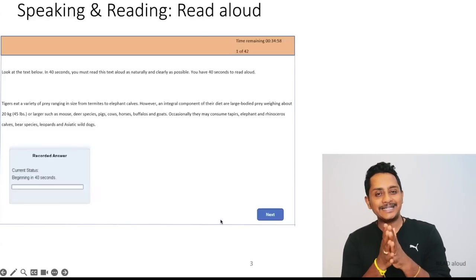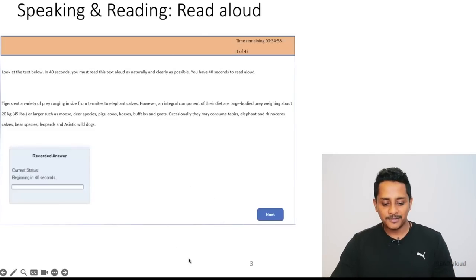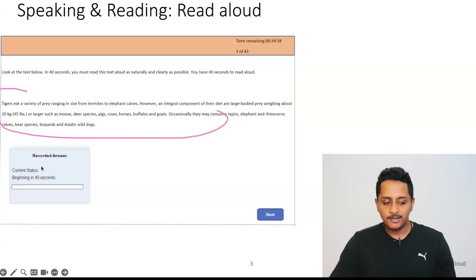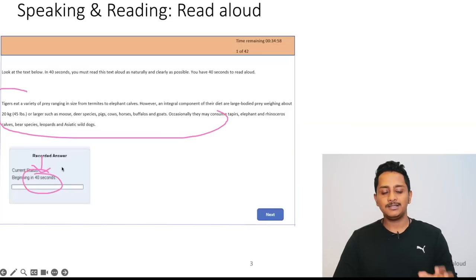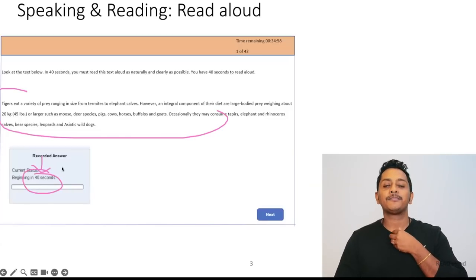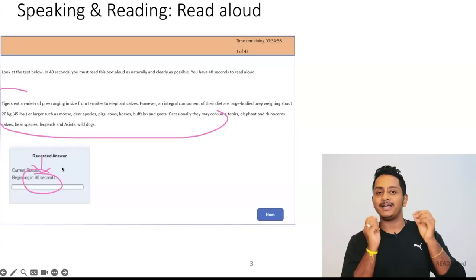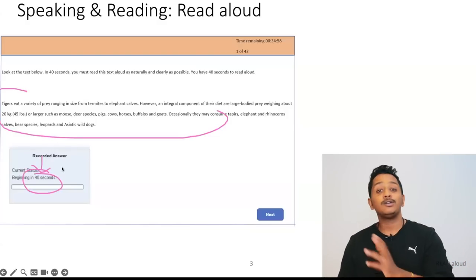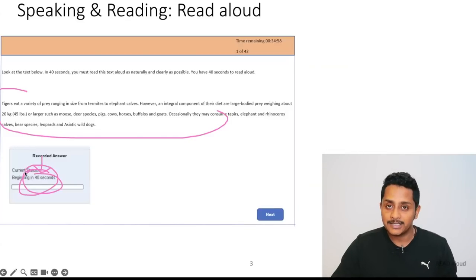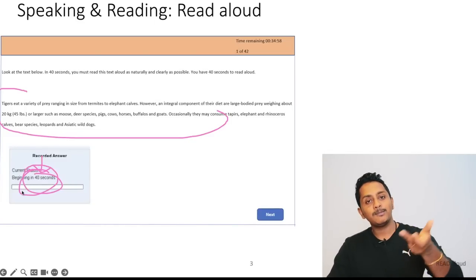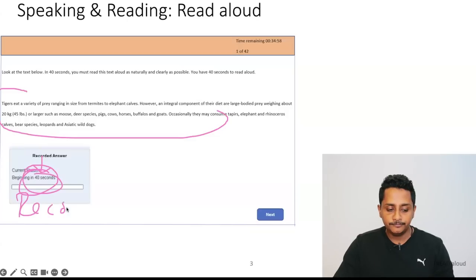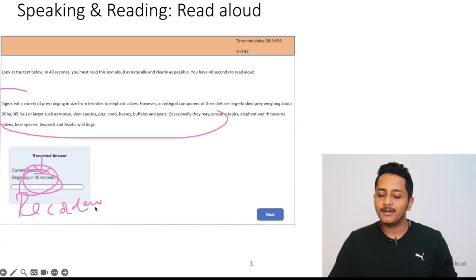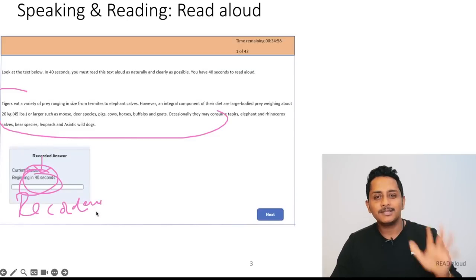The very first thing is read aloud. They're going to give you a small paragraph, and beginning in 40 seconds means right now the mic, the headset mic, will be off. You can open the mouth and speak whatever you want, try out, nothing will be recorded. After 40 seconds, this beginning in 40 seconds will be converted to recording, and you will hear a short beep sound.